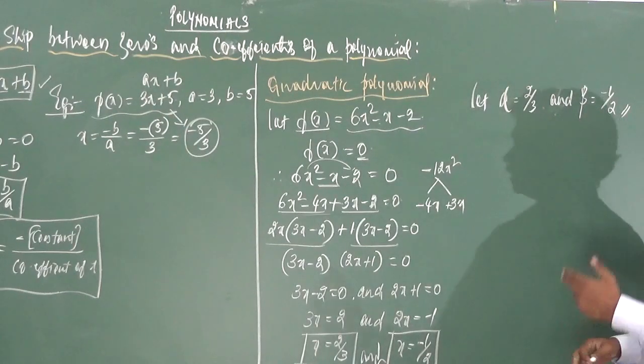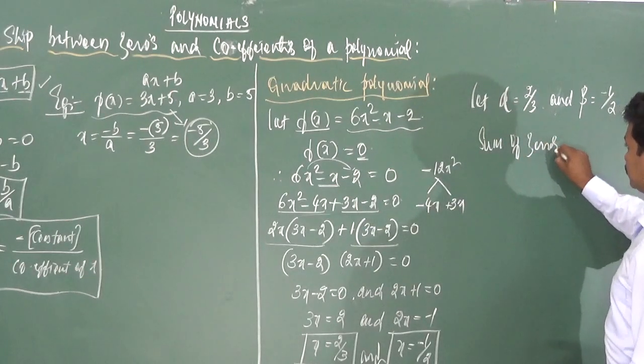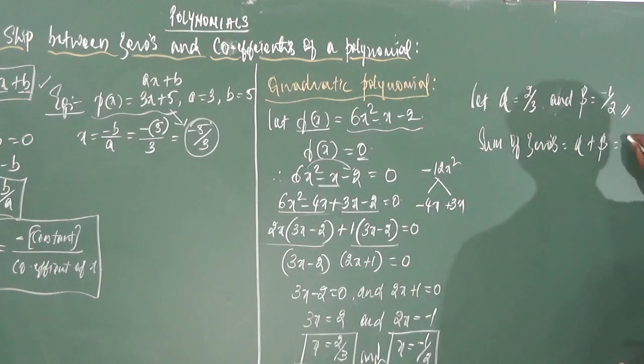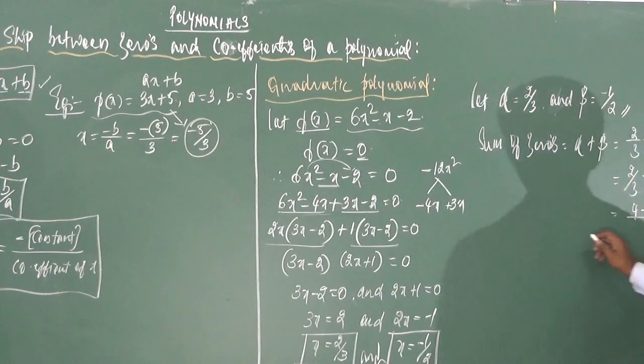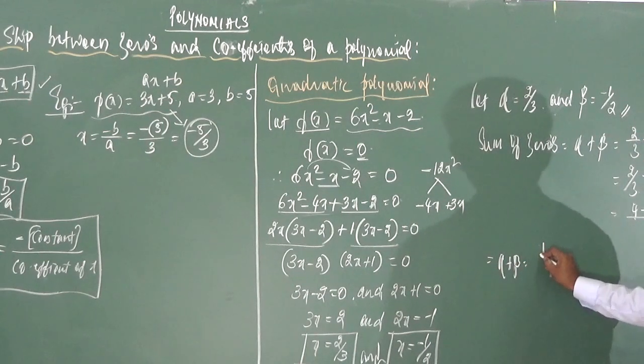Now I will directly take the sum of the zeros. That is, sum of zeros is equal to alpha plus beta, that is 2 by 3 plus of minus 1 by 2. So that is 2 by 3 plus into minus is minus 1 by 2. So that becomes, 3 and 2 LCM is 6. 2 by 3 into 6 is 4. Minus 1 by 2 into 6 is 3. 4 minus 3 by 6 is 1 by 6. We have got alpha plus beta is equal to 1 by 6.